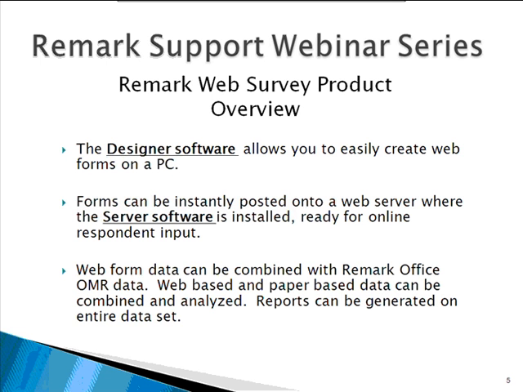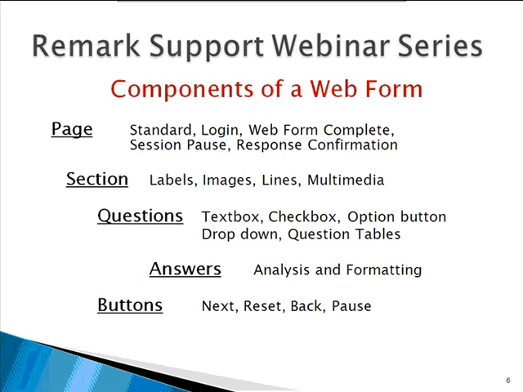Let's take a look a little bit more at how a web form would be built. Now, the components of a web form are kind of like building blocks. These elements are in a hierarchical format, with a web form's pages being at the highest level. Pages would then contain sections, and sections, in turn, are composed of elements such as labels, lines, buttons, and questions. And a question, for example, would have a sub-element called an answer.